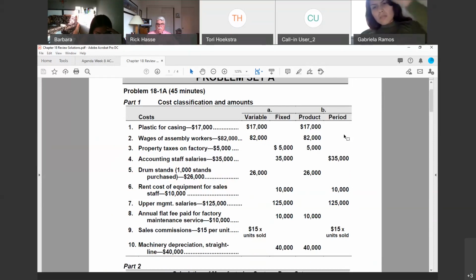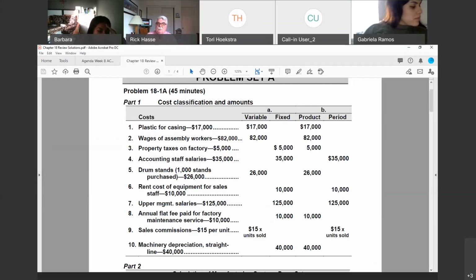Because if I know which costs are product costs, see all these costs here, 17, 82, 5, 26, 10, and 40, total all those up, that's what it costs me to build my product. If I total up all the period costs, that's my selling, general, and administrative expenses. The product costs have to do with cost of goods sold. The period costs are selling and administrative expenses.